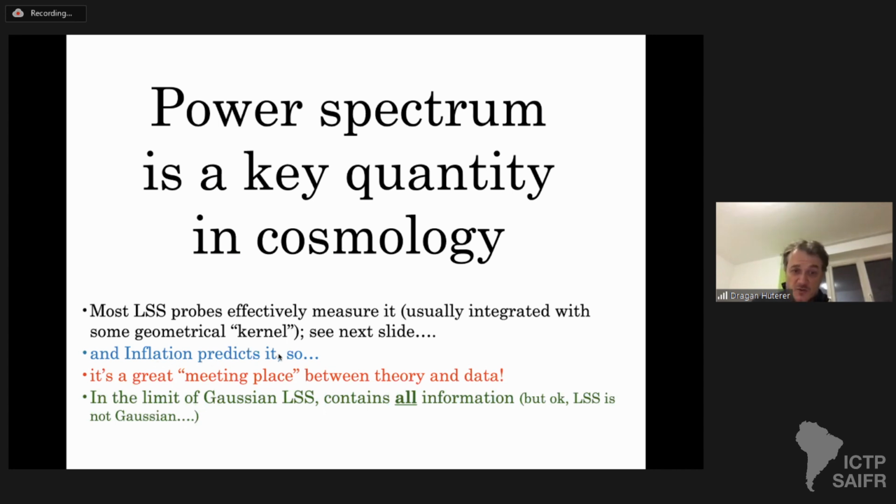Inflation predicts it, of course. The whole last week was about that. So it's a great meeting place. And as I said yesterday, in the Gaussian limit, of course, it contains all the information. The power spectrum is really key, which is why we are spending time on it. Then there are all these other derivatives you can do, but it's important to be comfortable with the power spectrum.